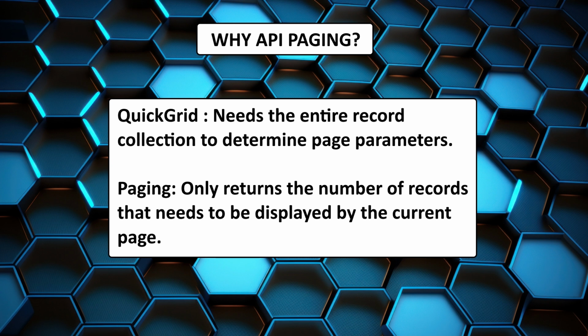Instead of retrieving all 5,000 or whatever number of records from the API, you could just pass the page number and number of records you want on a page, and the API will only return the 20 or so records you need to display for that page, not the entire record set. That's an obvious optimization for your application. Let's see how we do this.